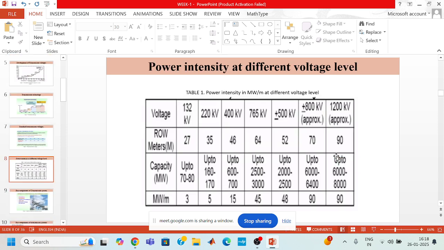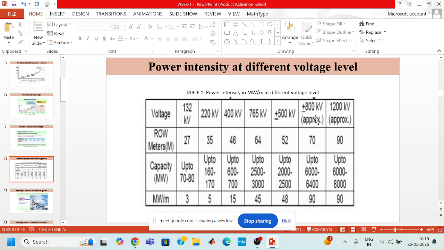Okay, so this table shows the power intensity in megawatt per meter at different voltage levels. When you look at this chart presented here, it gives a very clear idea of the power intensity in megawatt per meter for different voltage levels.